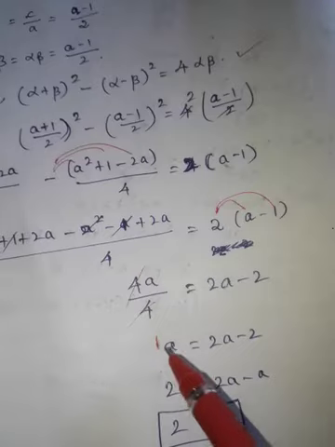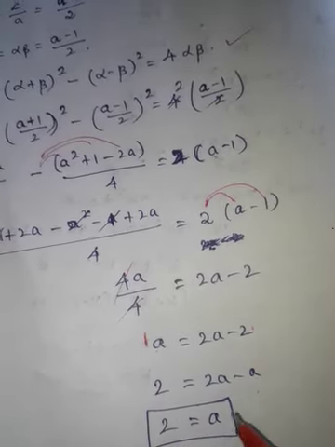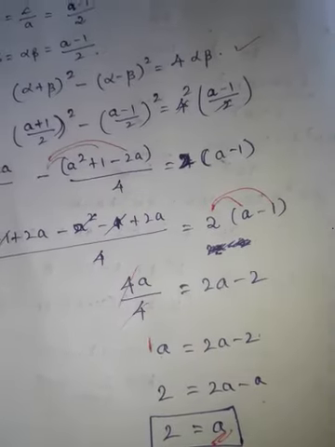This a goes to the right hand side, this minus 2 comes to the left hand side. So a minus a equal to 2, so a equal to 2. Thank you, students.